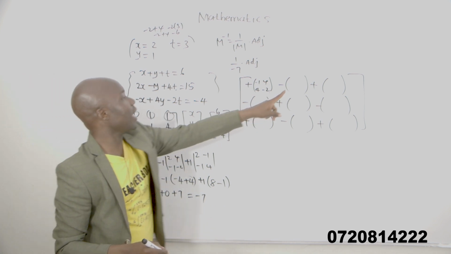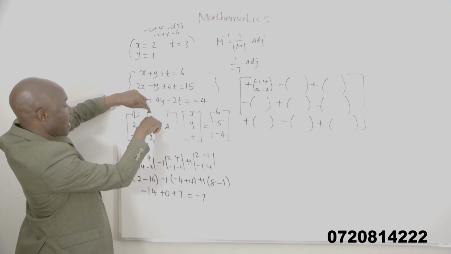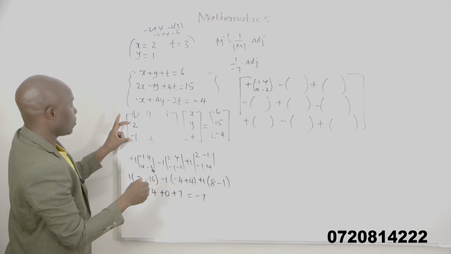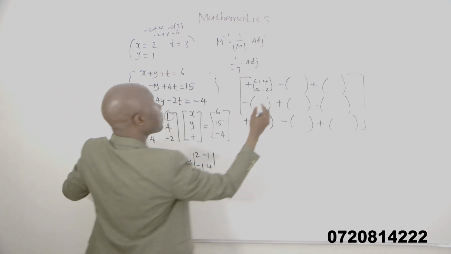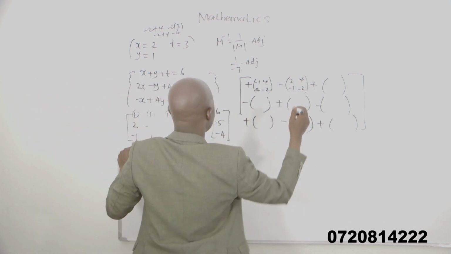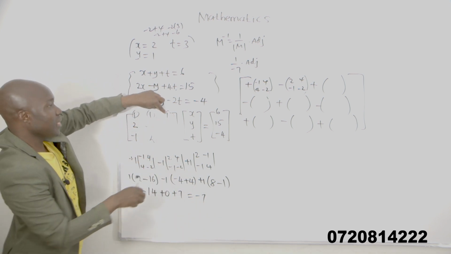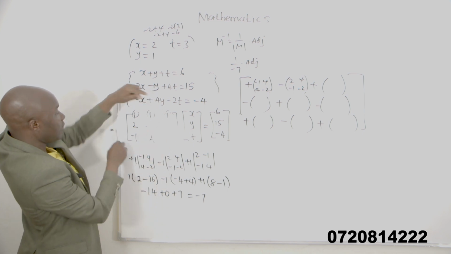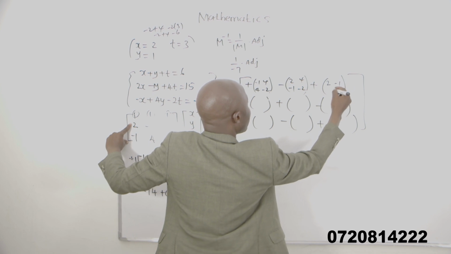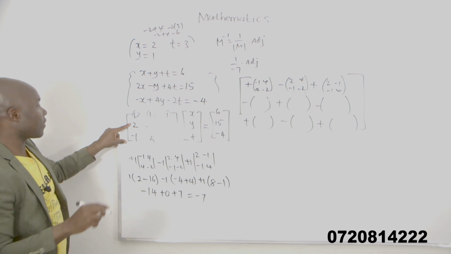Then coming here, which is at 1, we delete the entire column and the entire row. So we'll have 2, 4, negative 1, negative 2. Then lastly at this corner, which is supposed to be 1, delete this column and this row. So we'll have 2, negative 1, negative 1, 4. Remember, if you mess up even one, it will affect the entire answer.